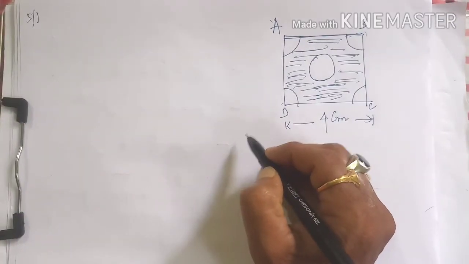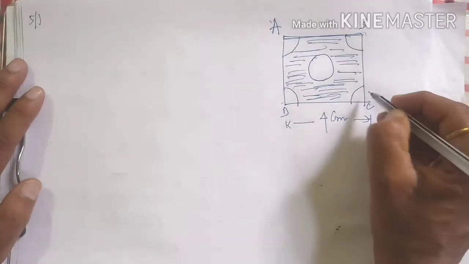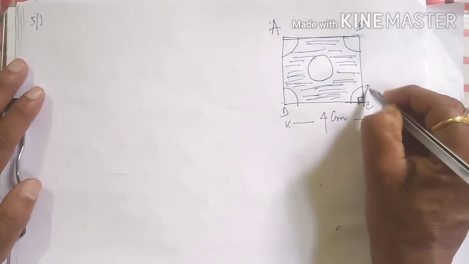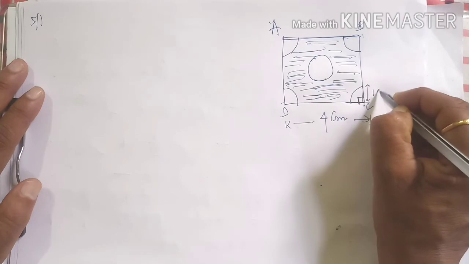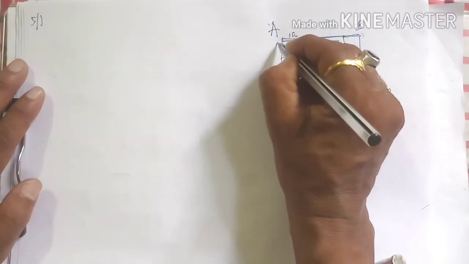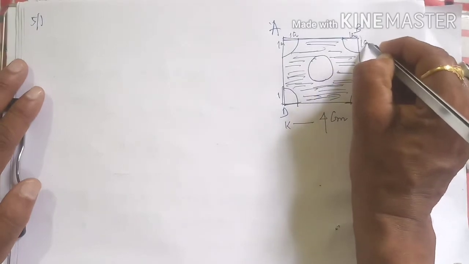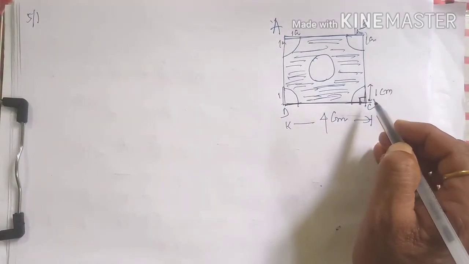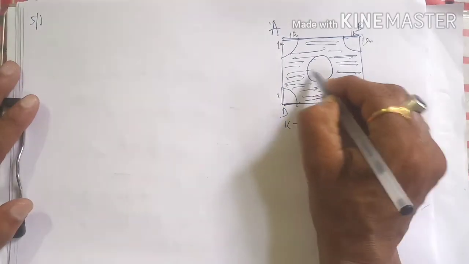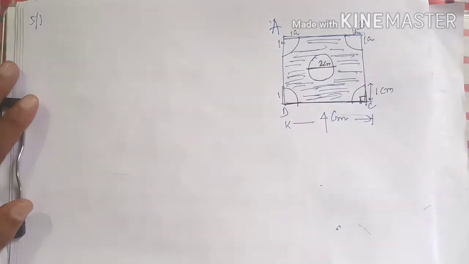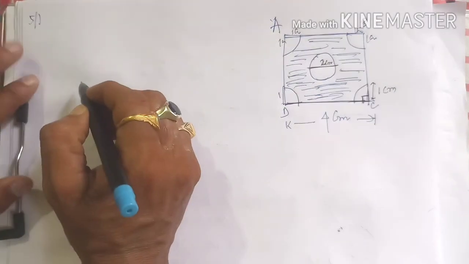A quadrant of circle of radius 1 centimeter. This radius, as it is 90 degree, I am indicating in one quadrant, that is 1 centimeter. All are 1 centimeter. Radius 1 centimeter, each corner, 4 centimeter side. Also a circle of diameter 2 centimeter. This is a circle whose diameter is 2 centimeter. It's cut. And find the remaining portions of the square.